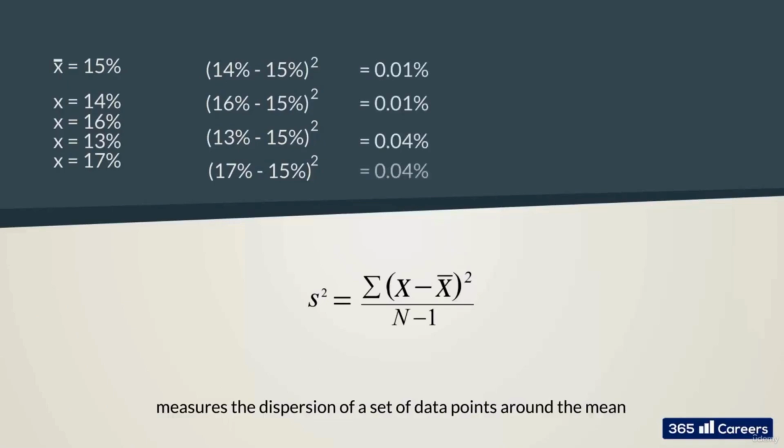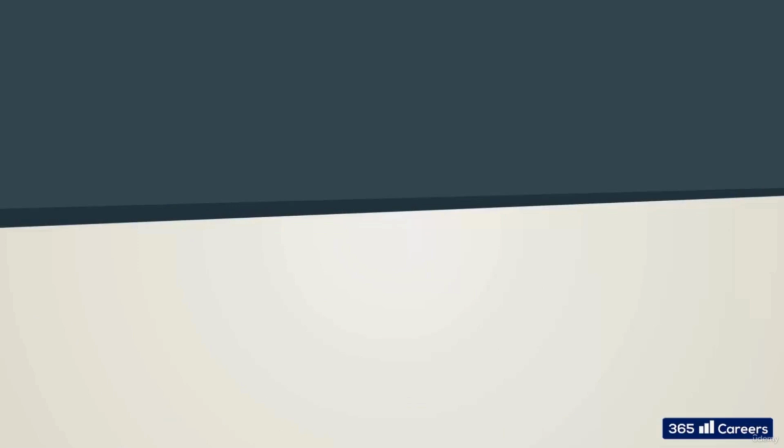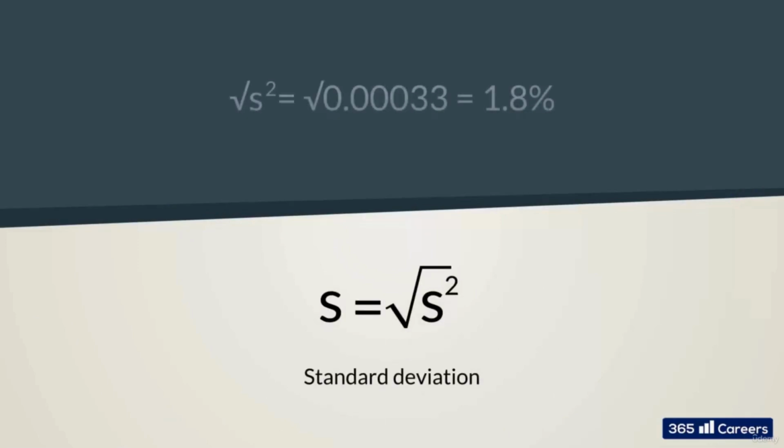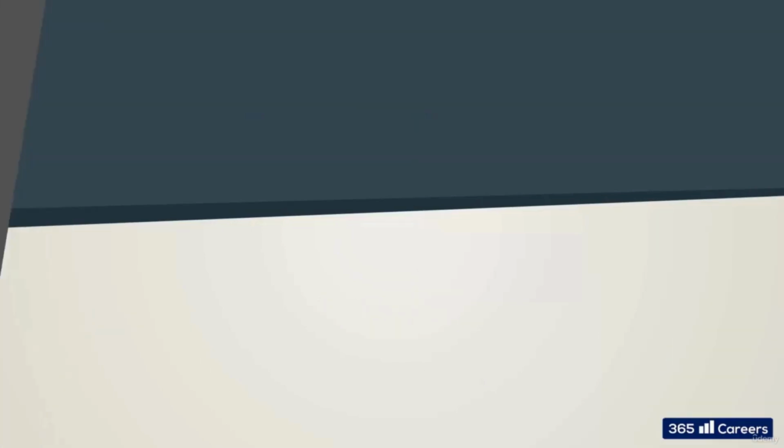Let's calculate their sum. Once we have the sum, we have to divide by the number of observations we've had minus 1. Here, we had 4 observations, so we'll have 4 minus 1. I'll divide by 3. The variance is equal to 0.00033. If we take the square root of the variance, we'll obtain the standard deviation of this sample of observations, which is equal to 1.8%.